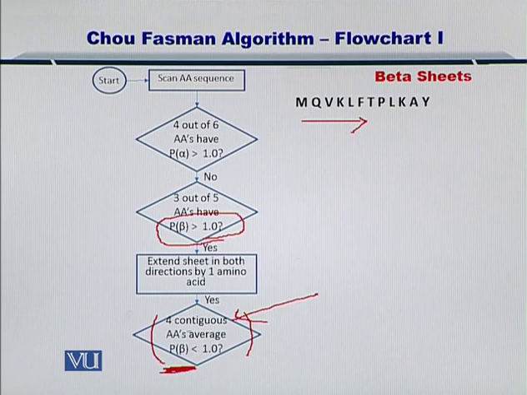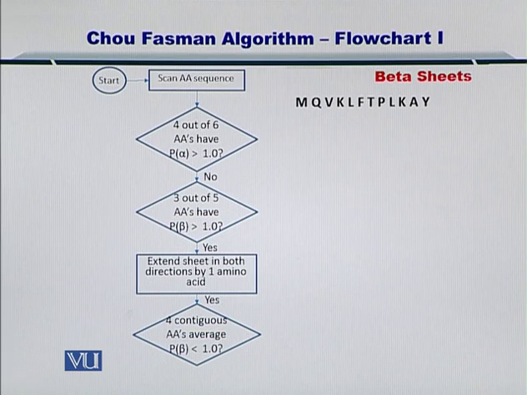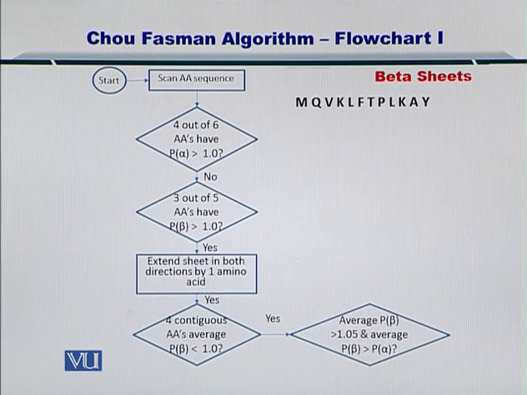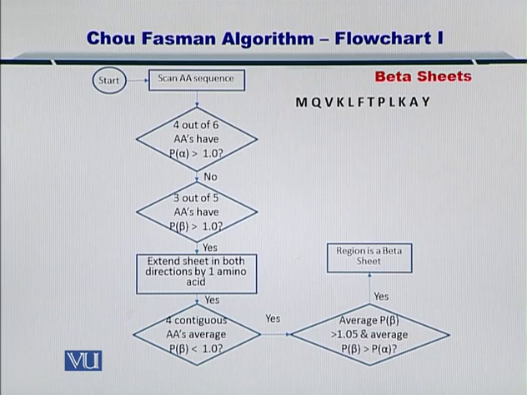Contiguous is very important here. It means consecutive. So 4 consecutive amino acids, if you encounter them which have an average propensity for forming a beta sheet to be less than 1, in that case, you have to calculate the propensity for alpha helix for those as well, which you have already calculated here, and you compare them. So if the propensity for forming a beta sheet is still greater than the propensity for forming an alpha helix, in that case, the region is labeled permanently as a beta sheet.